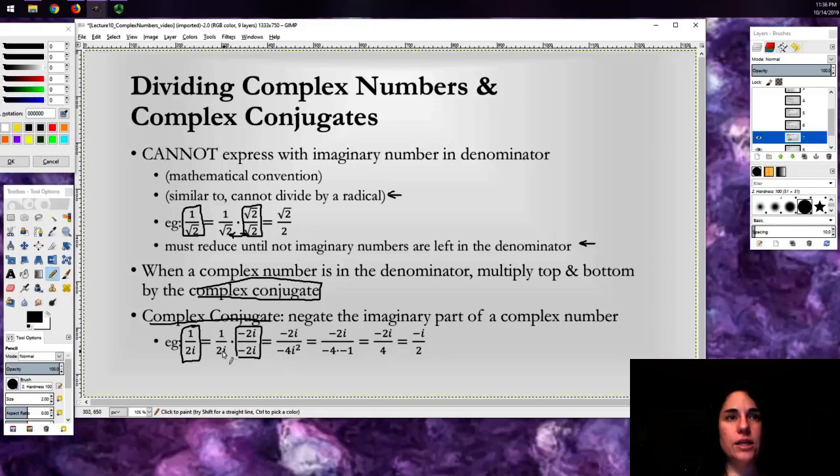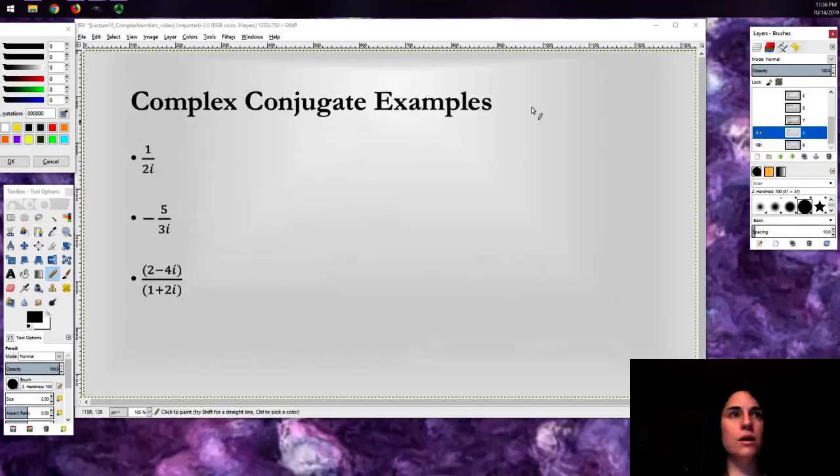And you can see I did that there. I get negative 4i squared, and then I get negative 2i on the top. I'm going to remember that i squared is negative 1, so I have negative 4 times negative 1 in the denominator. I left the negative 2i up top. And notice that this simplifies down to negative i over 2. I do not have an imaginary number in the denominator. It's only in the numerator. And this is what mathematicians like. This is the convention. So let's do a couple of examples so that we can see a little bit more how this works.